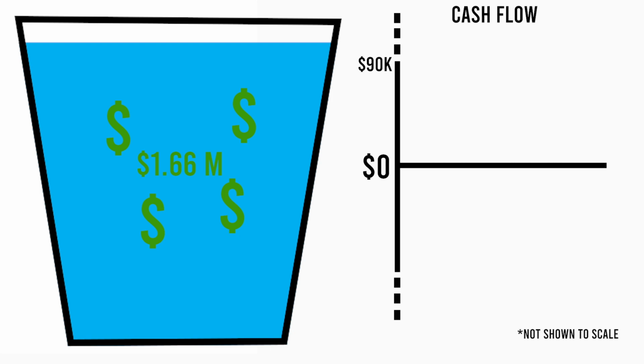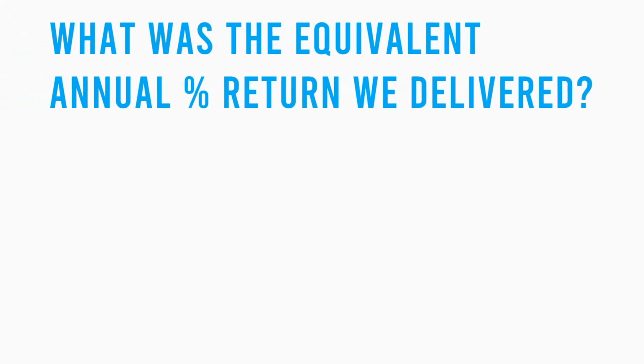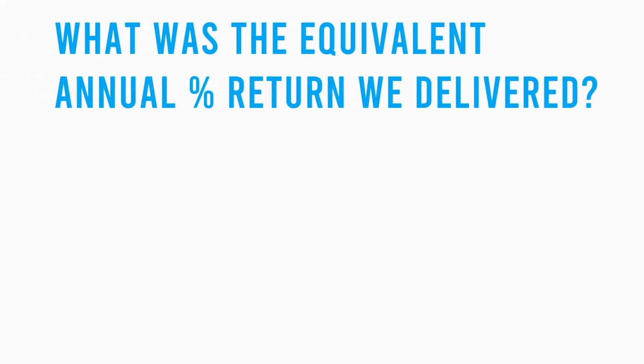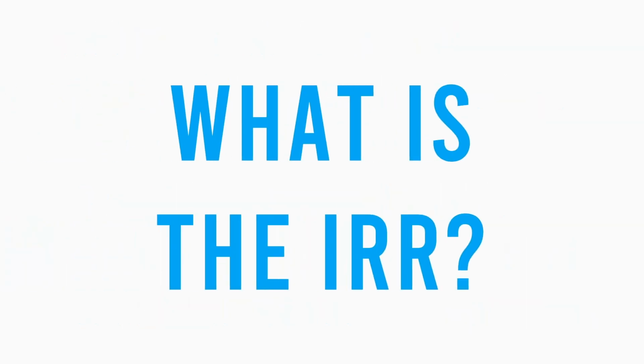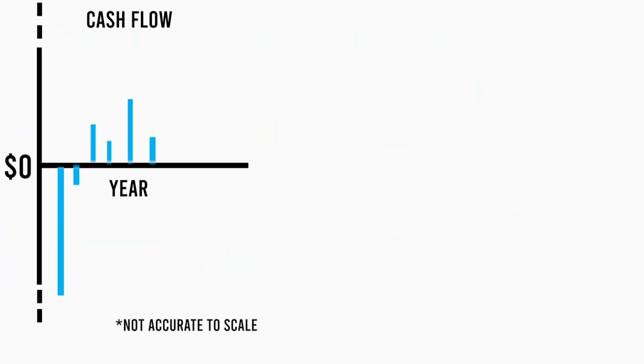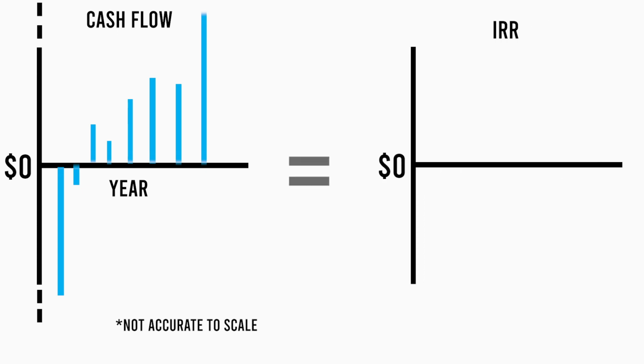Now, after cashing out, you and your investors might get together to perform some analysis on how the investment did to figure out how the profits get distributed. One of the things they might want to know is, what was the equivalent annual percentage return we delivered? Or in other words, based on the dollars we invested, what fixed percentage rate did we earn every year on this investment? What we're looking for is the IRR. But what the IRR calculation does is take your bumpy ride to higher NOIs in the eventual sale and transforms it to look like this.